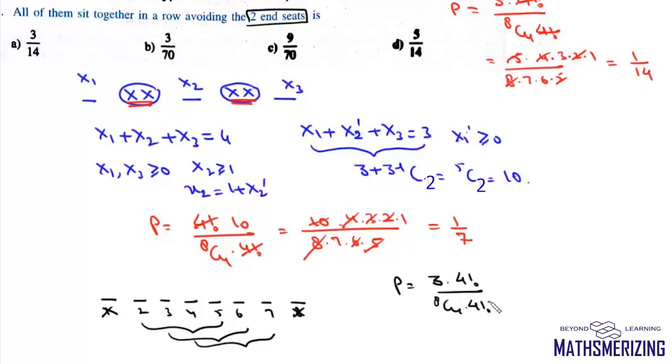8C4 into factorial 4. Now this factorial 4 will cancel. Now this is 3. Now this is 8, 7, 6, 5, 4, 3, 2, 1. Now this is 8. Now this is 2. So it will be 3 by 70, and that's your option B.